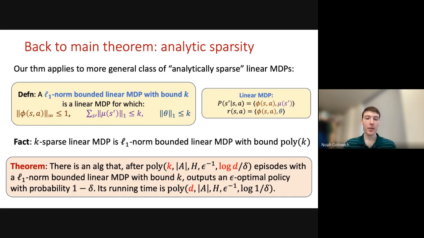Okay, so our main theorem can actually be generalized to the setting of L1 norm-bounded linear MDPs, namely with the number of episodes of interaction scaling as a polynomial in the norm bound k and log d. We can find a near-optimal policy with running time which is a polynomial in d.